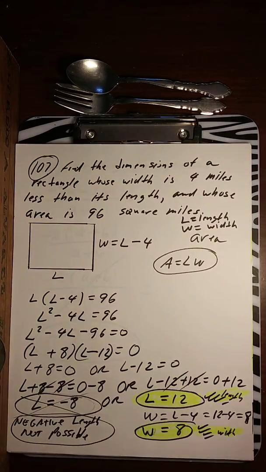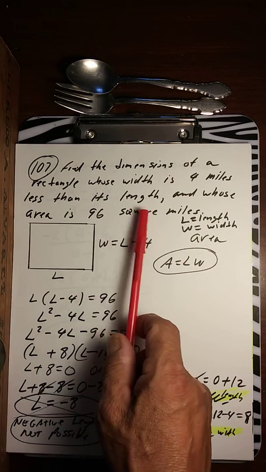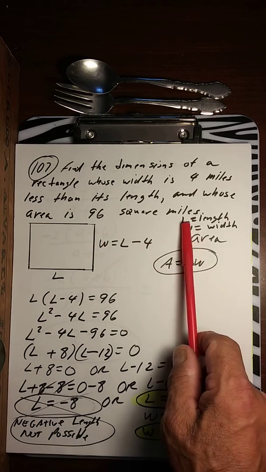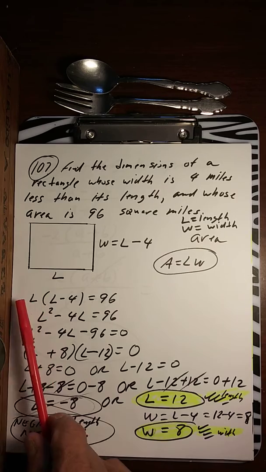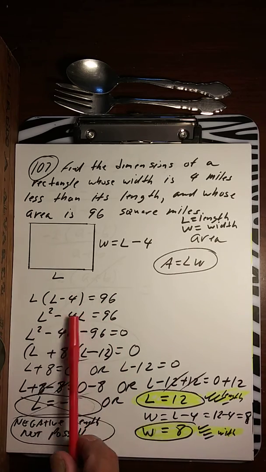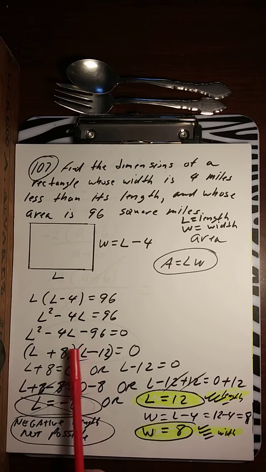Quadratic equation. Find the dimensions of a rectangle whose width is 4 miles less than the length. So the length, the width is a little bit smaller. Length, width. So now, the length times the width is the area. So that's going to be 96. That times that is that. Bring that number over here.